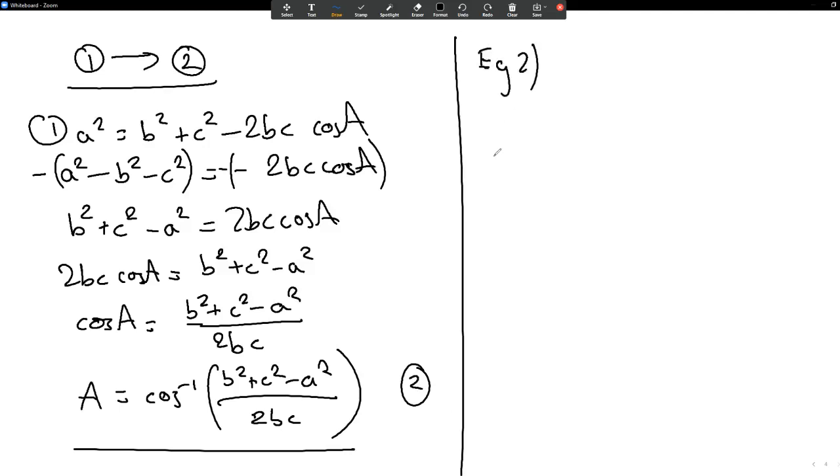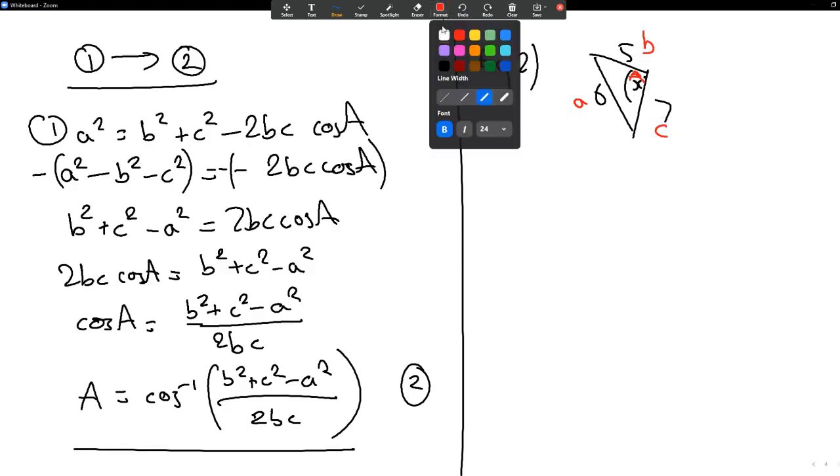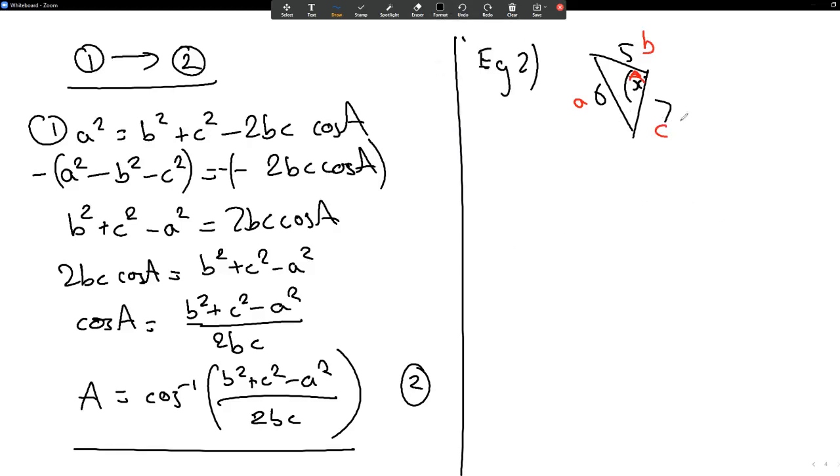So let's put in the example. We have 5 here, 6 here, 7, and we want to find x. Remember, because we want to find x, we want to label this as A. That's a capital A, and this is lowercase a because it's opposite. Now it doesn't matter which way around you put b and c. And there we go, and find x.